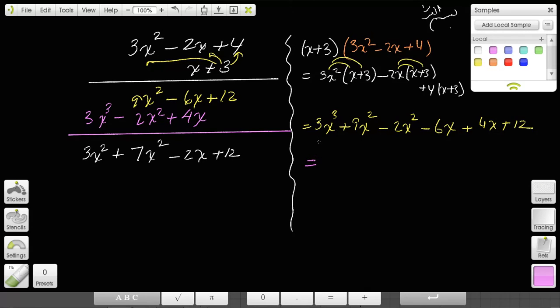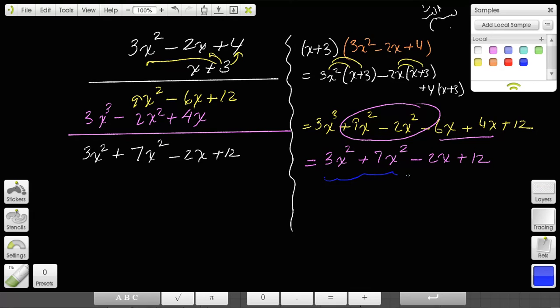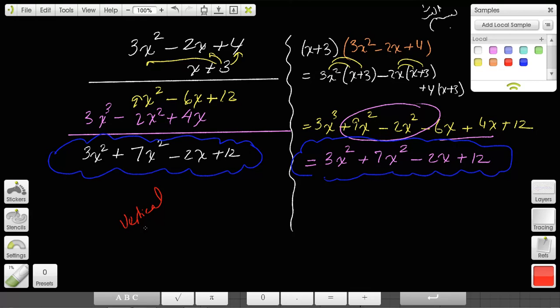Then you add the like terms. This one is all by itself, you get 3x cubed. These two are like terms, that's plus 7x squared. And these two are like terms, minus 2x plus 12. And thank God we got the same answer over here as we did over here. So this is addition, subtraction and multiplication of polynomials. This is called the vertical method, and this is called the horizontal method.